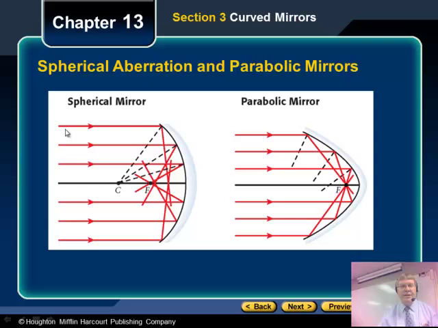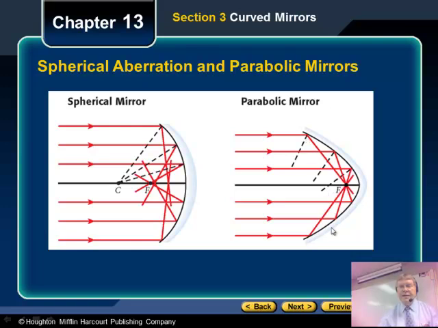What this means is if these are all coming from a very distant object, the rays are approximately parallel, but they don't all get focused at the same point, and you get a fuzzy image. A parabolic mirror fixes that problem in that every single ray of light gets reflected right through the focus, and you get a nice sharp image.